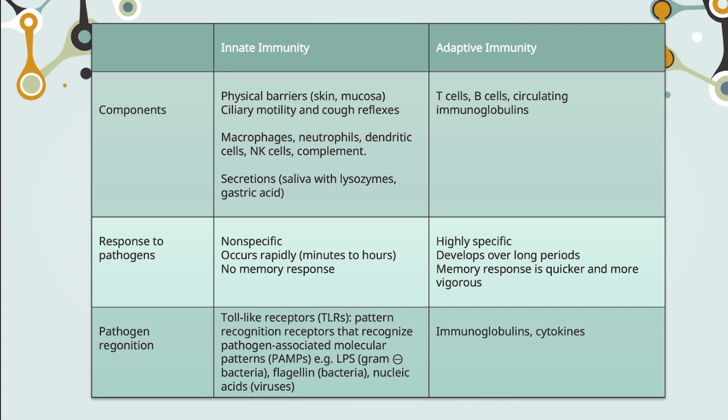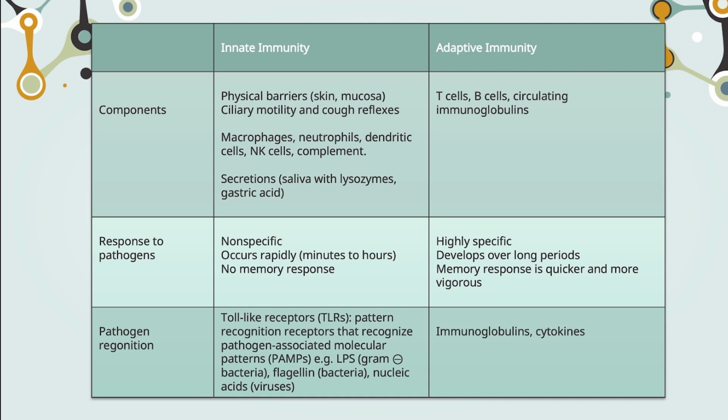Now, talking about memory response in innate immunity, there's no memory response. That means our innate immunity does not remember whether Neisseria caused infection in our body or there was a streptococcal sore throat. Our body does not remember the pathogens. Now, let's talk about adaptive immunity. The components of adaptive immunity are T cells, B cells, and the circulating immunoglobulins.